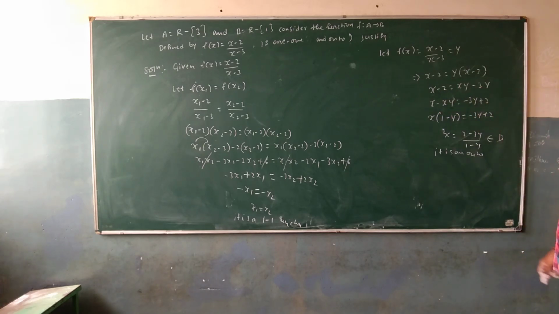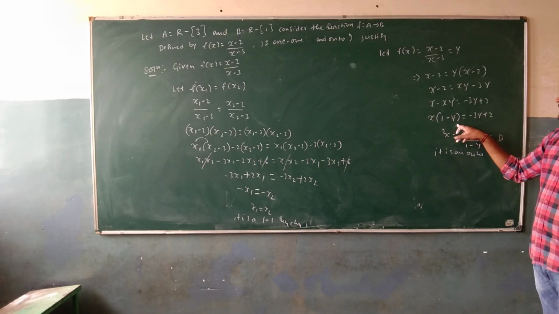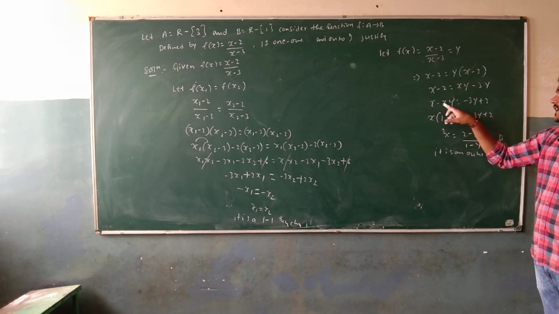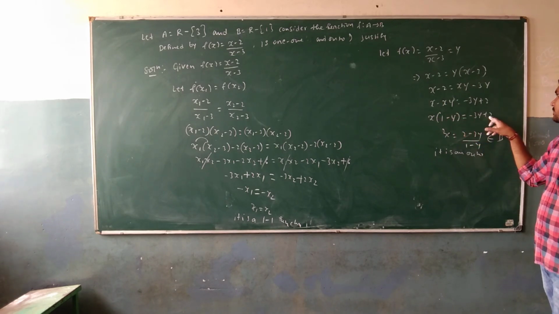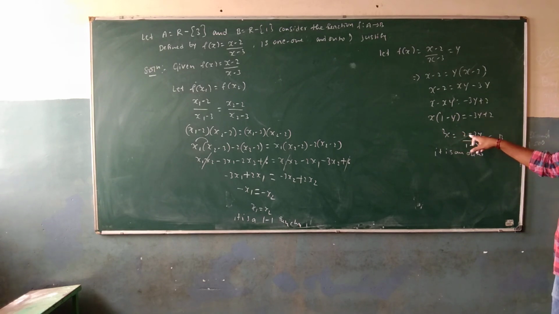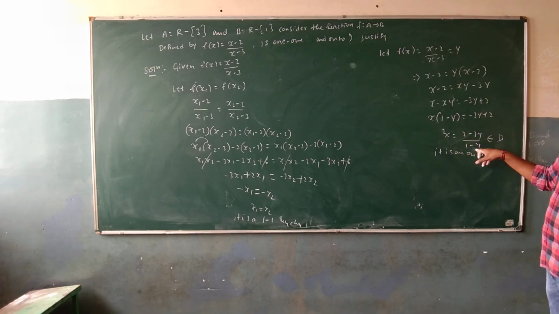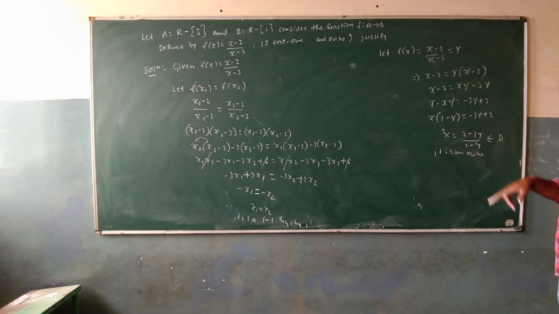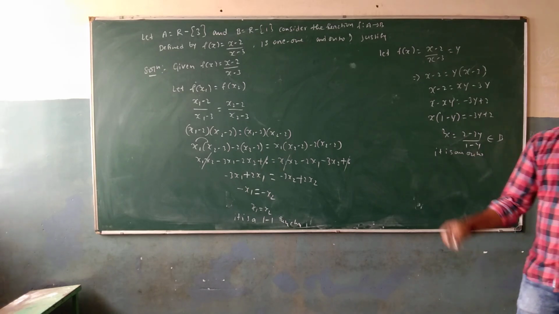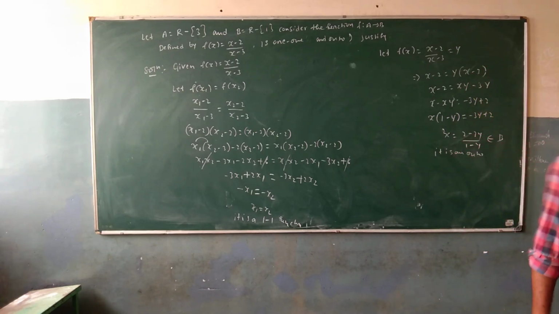So then x into 1 minus y, because the common thing is going to be x, and 1 minus y is equal to minus 3y plus 2. Then it is going to be x is equal to 2 minus 3y divided by 1 minus y, which belongs to B, so we can say that it is going to be an onto function. So just pause the video to note it down.